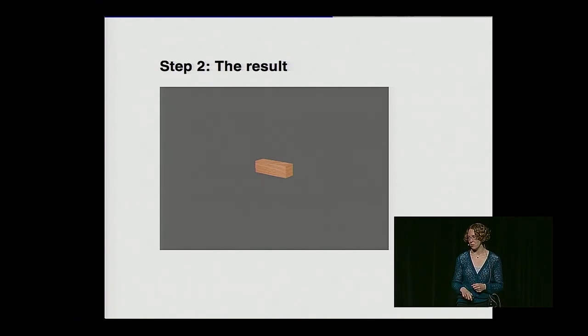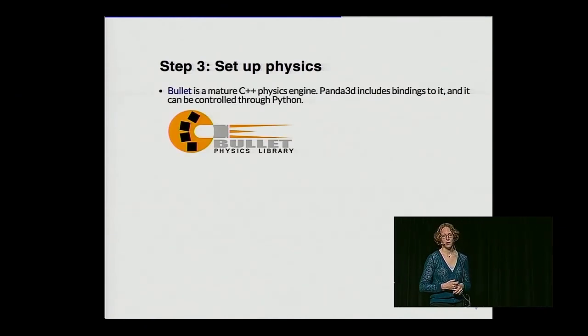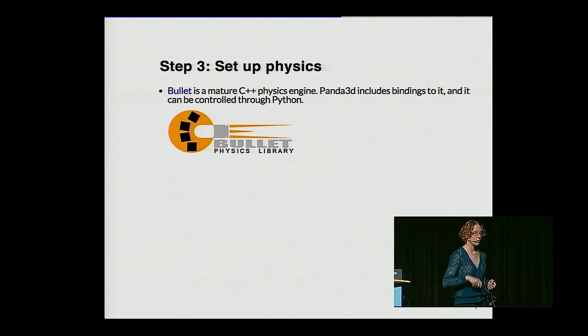So we can make it more interesting by adding in physics. To do that, we are going to use a physics engine called Bullet, which is also written in C++, but also has Python bindings. And more importantly, it's actually included in Panda 3D. So it has built-in support for interfacing between Panda 3D and Bullet objects the same way you'd interface with any other Panda 3D object like the model.